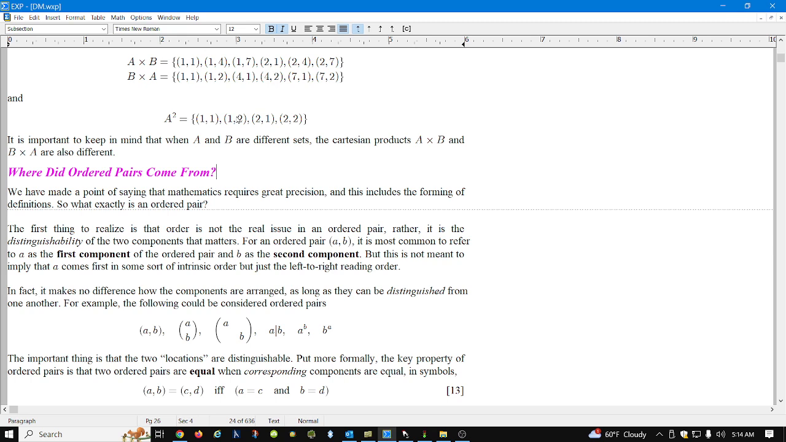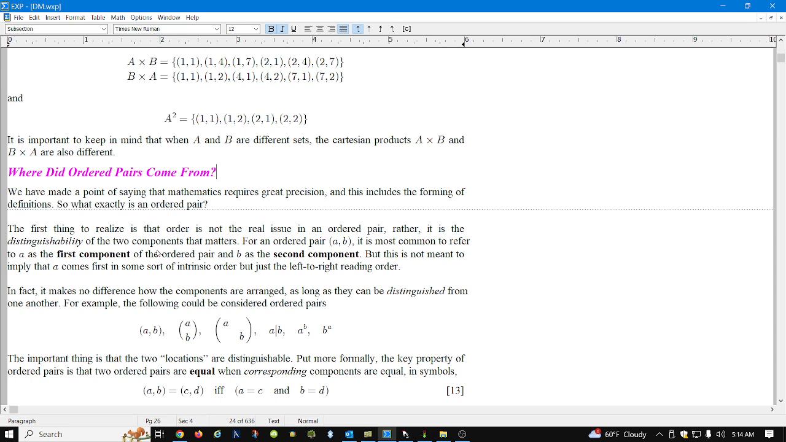Well, the first thing to realize is that order is not the real issue in an ordered pair, despite the name. It's the distinguishability of the two components, the two parts of an ordered pair. It doesn't matter that one comes first, reading left to right. That's not the issue. The issue is that you can distinguish between the two components. The most common language is to say little a is the first component, little b is the second component. That's because you generally read from left to right.